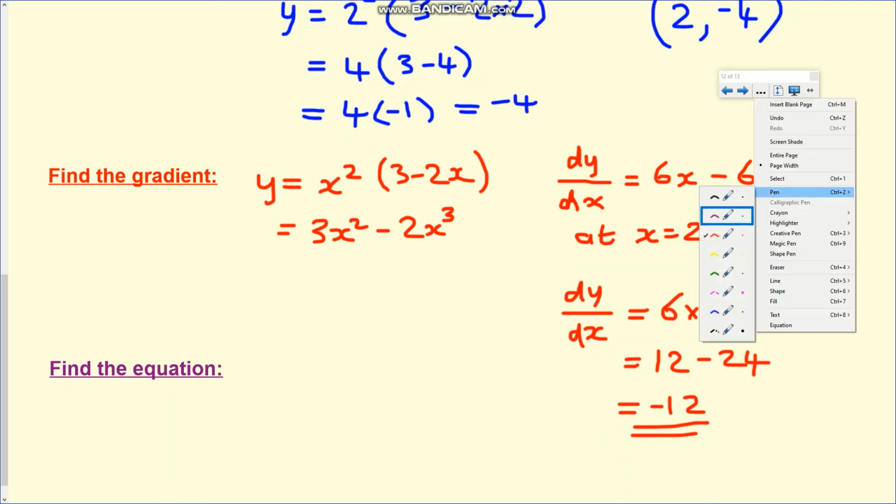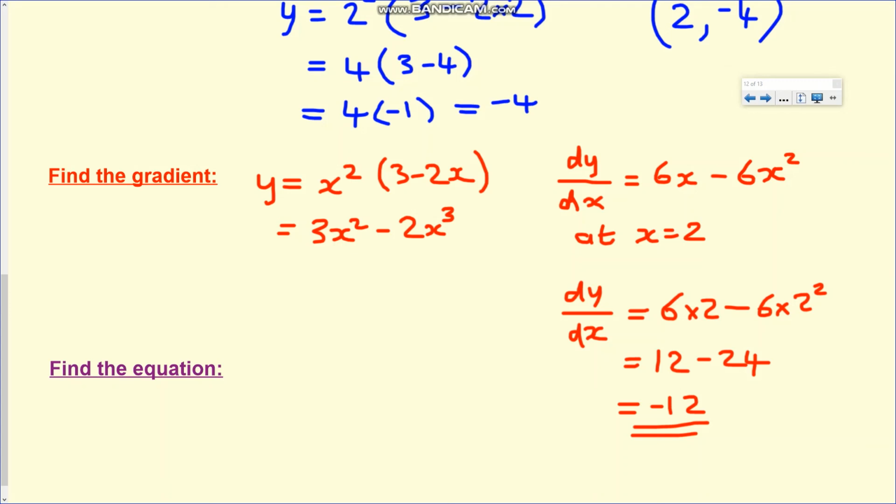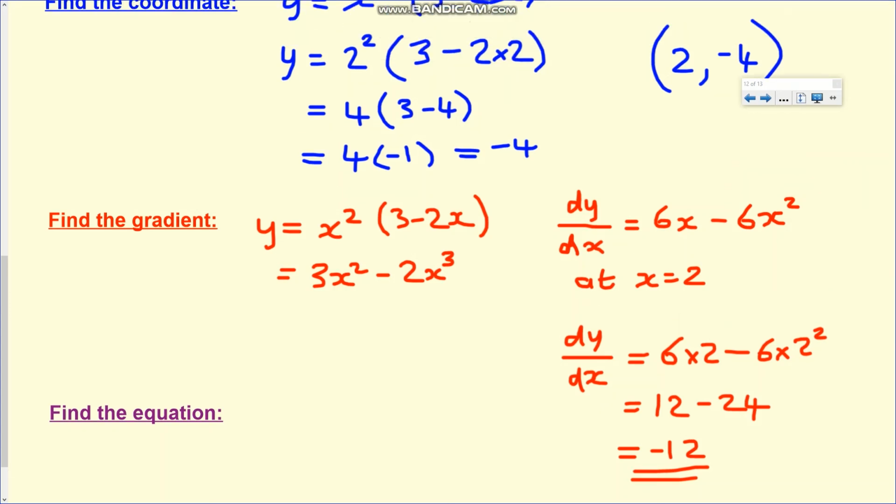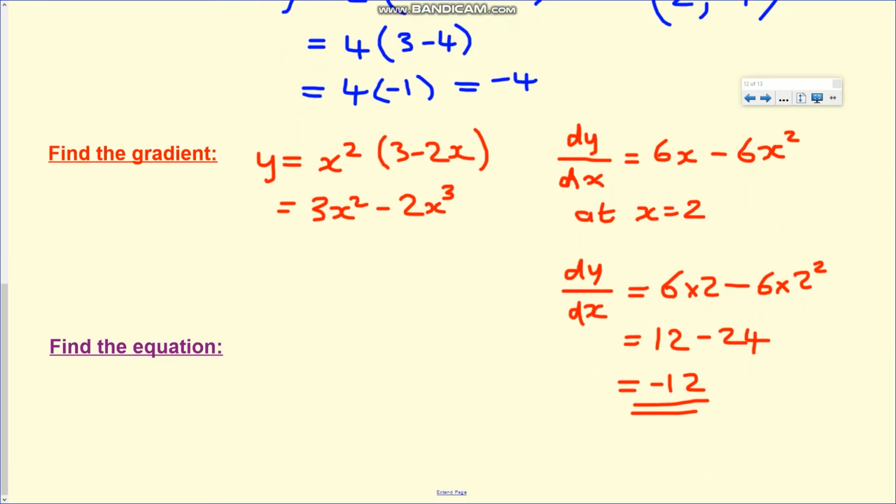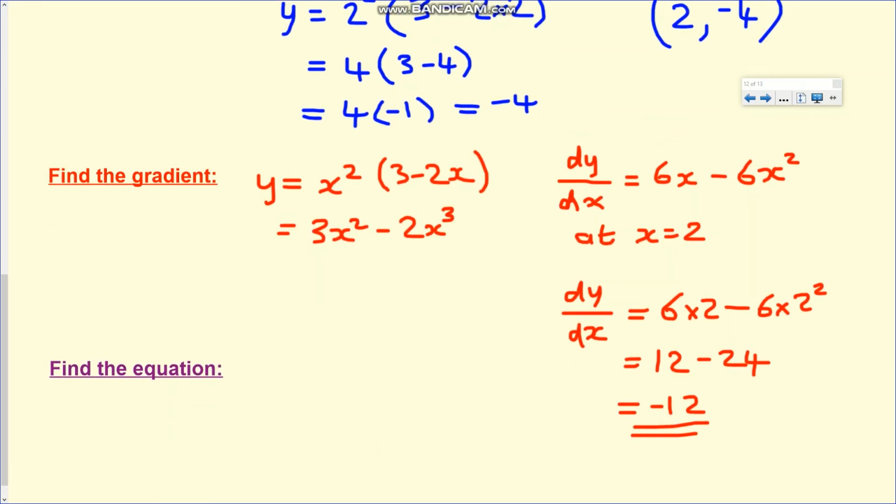All right, just a small reminder that the two things that we need to find the equation of a tangent are the coordinate that it goes through, which we've got in blue at the top of the screen, and the gradient of the line, which we've got at the bottom of the screen in red. Okay, so now I just need to piece that information together.